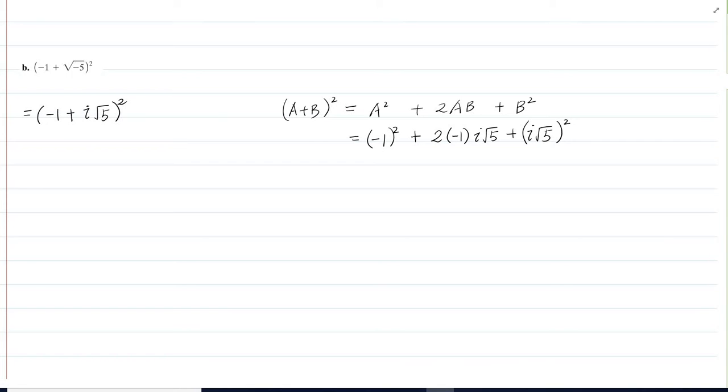Let me color it. Hopefully coloring helps you to understand this. Now I'm just going to go ahead and put this on the left side right here. Negative 1 squared is just going to be positive 1.